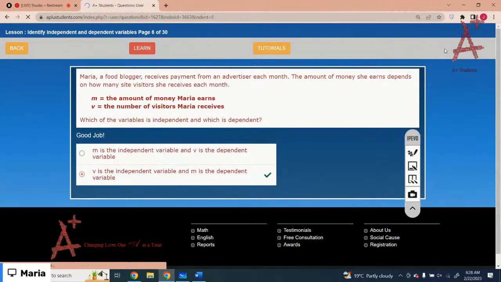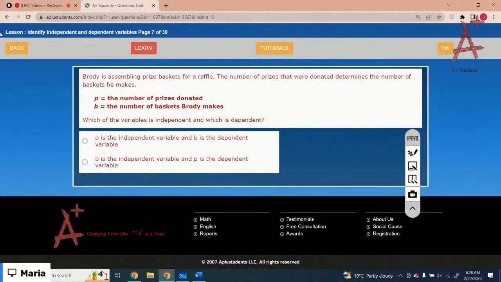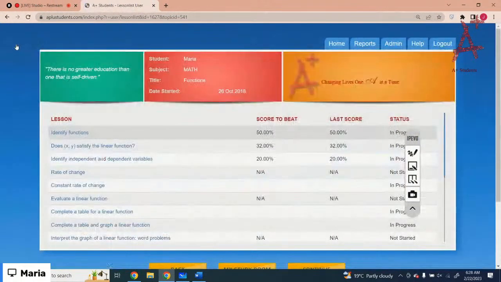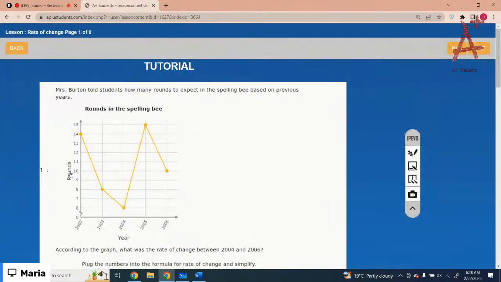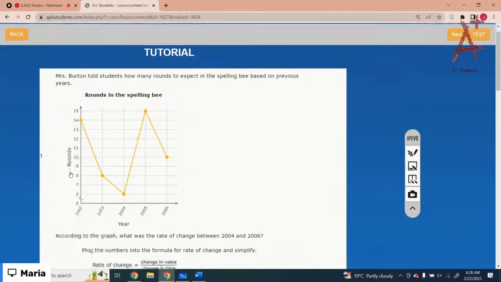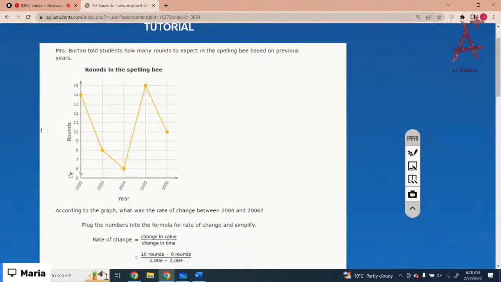Okay, you can complete the test by yourself later today. Let me just move on to the next lesson. And the next lesson is rate of change. Let's start with the first example. Basically, the rate of change is the change in X and the change in Y values. Got it? Let's start with the first example.